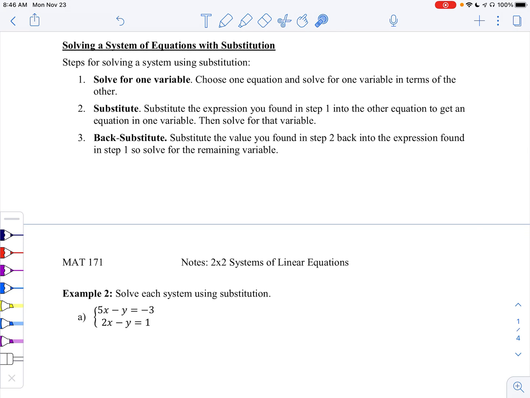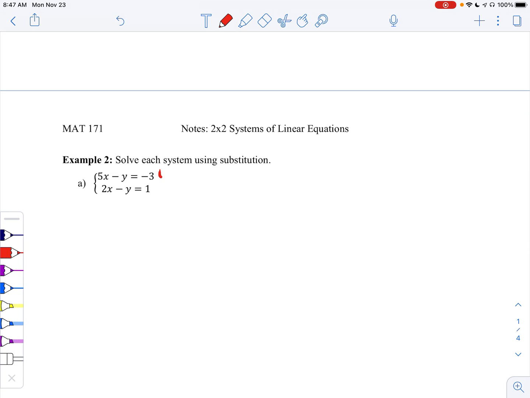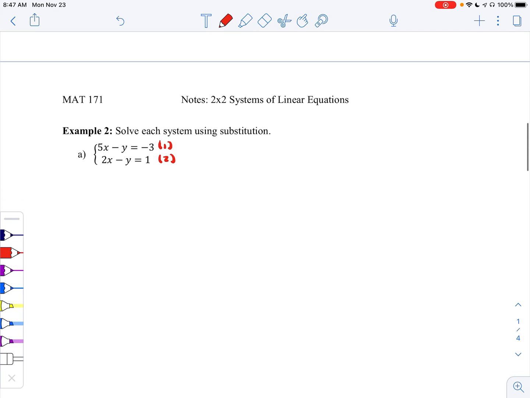So again, the first thing we do is we solve for one of the variables in either one of the equations. So I'm going to go ahead and just label these again so that they're a little bit easier to talk about. Okay, now it does not matter which equation we're looking at or which variable we solve for. You can go either way. So just for simplicity, I'm going to start with equation 1, which is our 5x minus y equals -3. And on this one, it looks like it's going to be easier to solve for y.